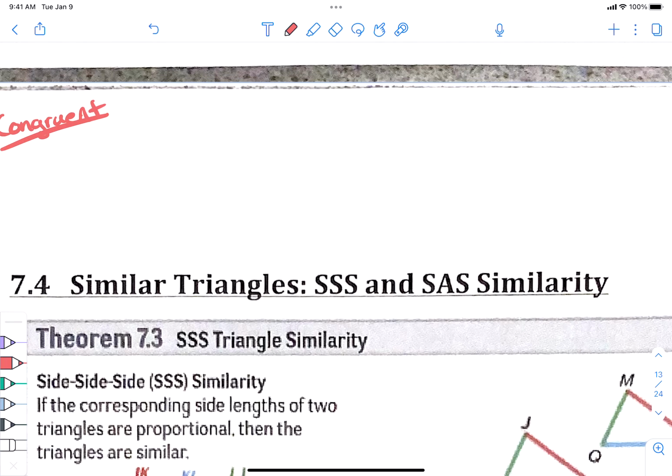All right, hey Jalen, this is section 7.4. We're going to talk about some things that we've done in the past before we get to the actual section here.